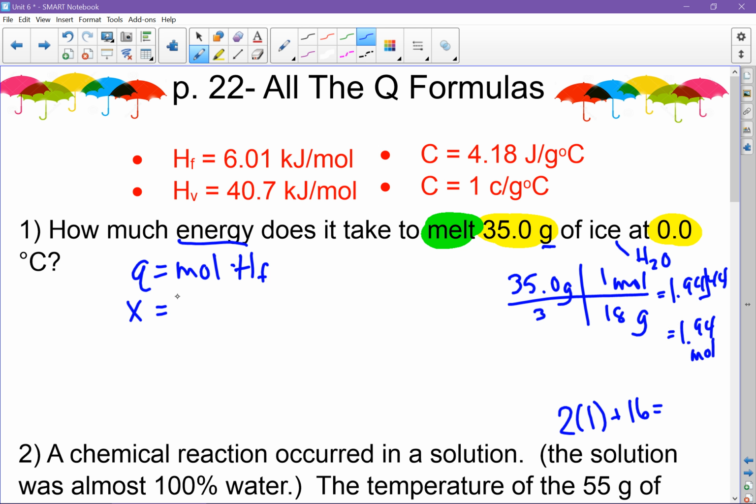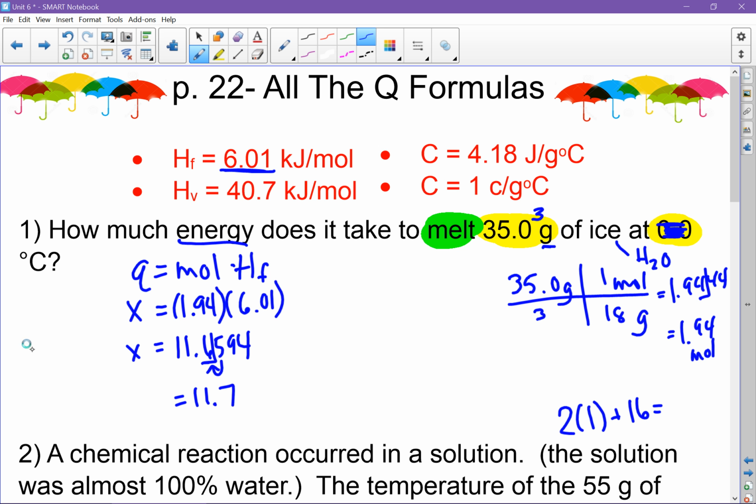That's what we need for our formula over here. And then I need the heat of fusion to go with it. That's this number that was given. When I multiply together, I get 11.6594. Then you're going to decide on your sig figs. We didn't use this 0, so I'm going to look at the 35, which had 3 sig figs. The third sig fig in my answer is here, but the 5 is going to make that round up. My answer becomes 11.7.